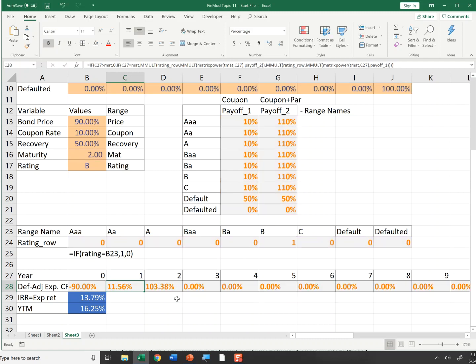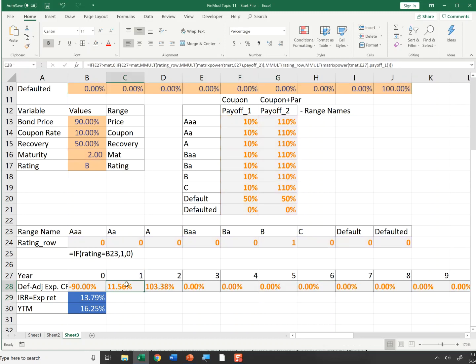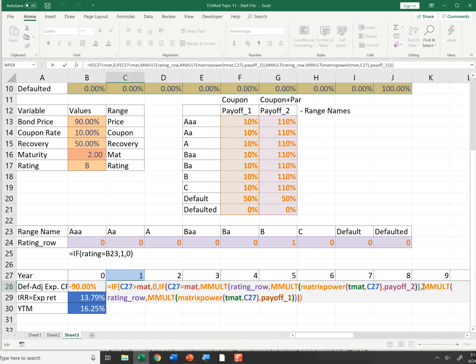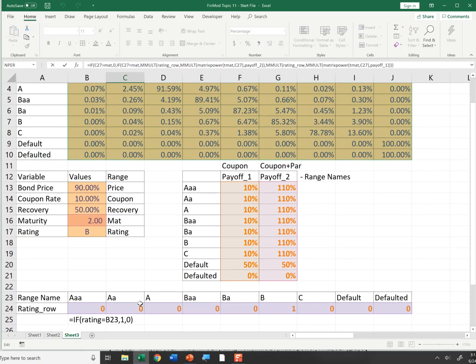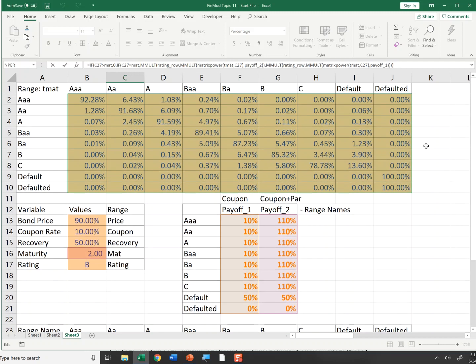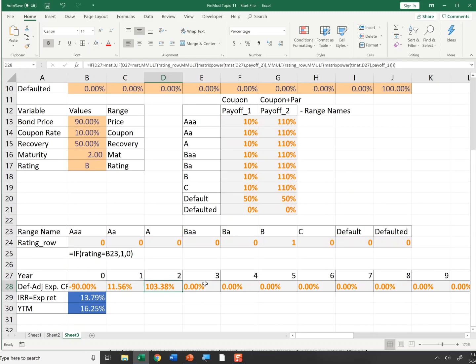So this formula determines first, has it matured? If yes, make it 0. If it's not matured, it's going to use this part of the if statement. It's going to take this ratings row here, the zeros and ones, multiply it times this to the n power, and multiply this, which is the cash flows as a percentage of par if it hasn't matured. And then the years in which it does mature.